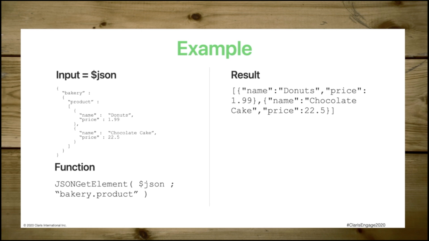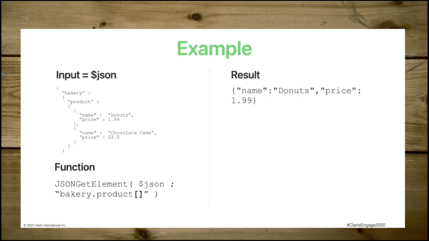Here's a combination where we have two objects within an array within another object, and we want to get the whole array of the product. We do bakery.product in our second parameter because within product there are two different objects as values, hence the dot notation there. But when we get just bakery.product, it gives us the whole array. When we include the square brackets within the second parameter, we'll again get the first value of the array, which is the first object that has the two name value pairs.